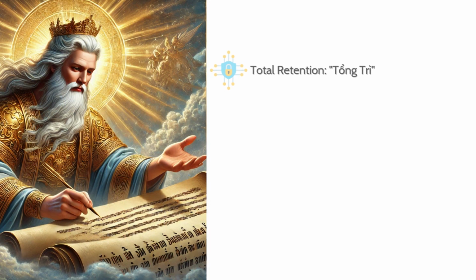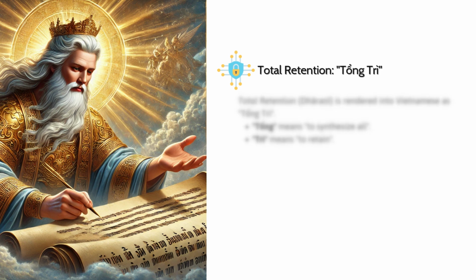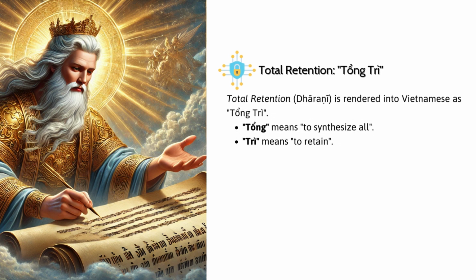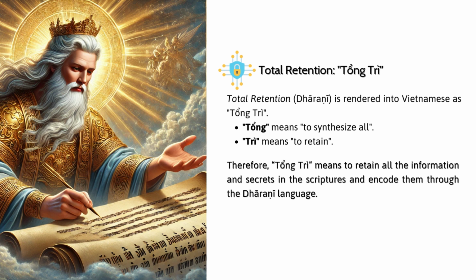Additionally, total retention is rendered into Vietnamese as Tong Tri, in which Tong means to synthesize all, while Tri means to retain. Therefore, Tong Tri means to retain all the information and secrets in the scriptures and to encode them through the Dhāraṇī language. So, what rules does the Dhāraṇī language use to encode the secret information of the Buddhas?